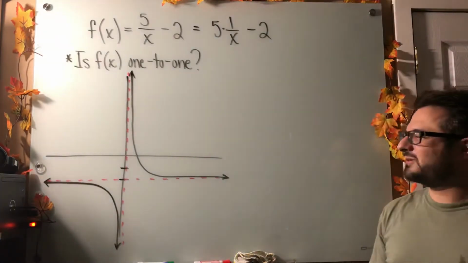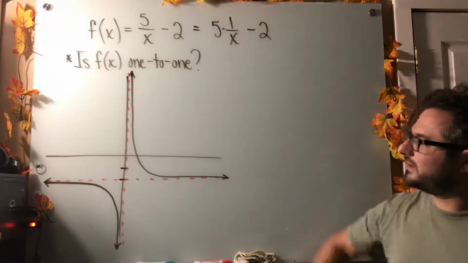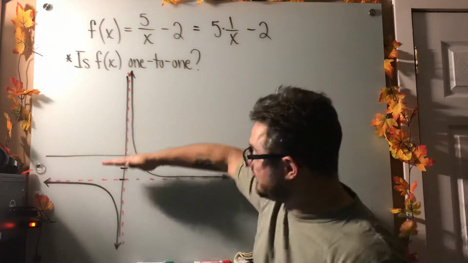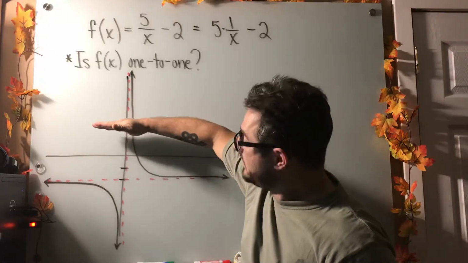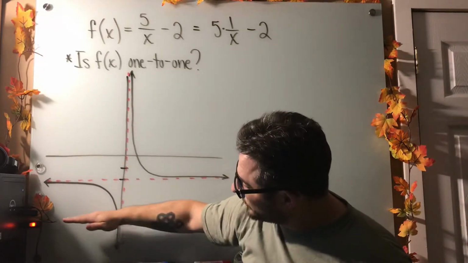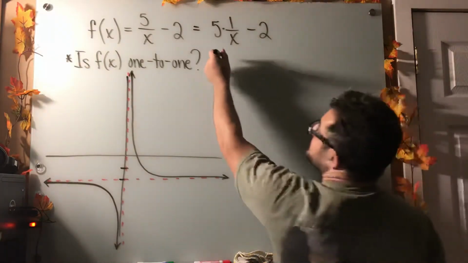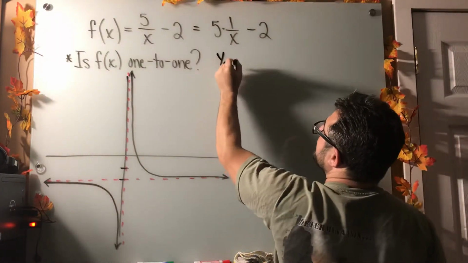And that is clearly 1-to-1. Any horizontal line can intersect the top right portion if it's above the asymptote, or it can intersect the bottom left portion if it's below the asymptote. So yes, this function is 1-to-1.